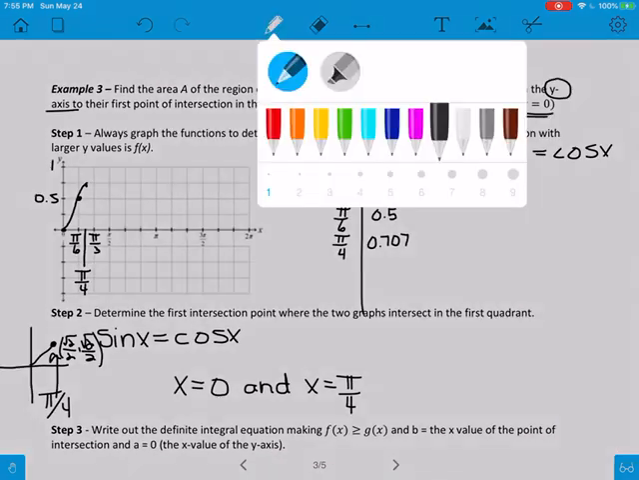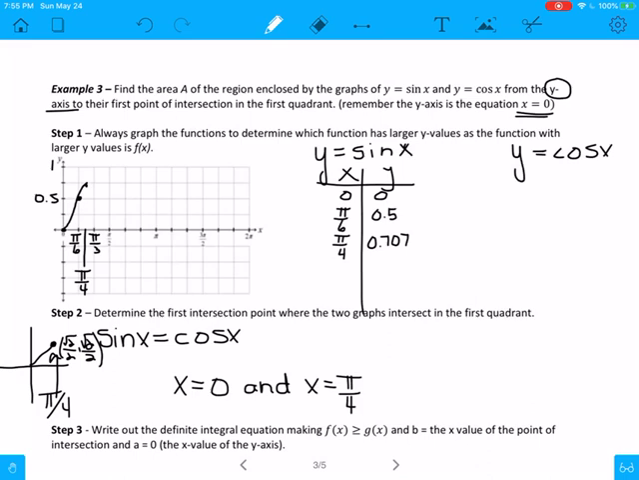My cos graph, I'm going to do in red, so it sticks out. So you can see the difference. So we have x, we have y. 0 on the cos graph is 1. At pi over 6, we have root 3 over 2. So you're just pulling this off our unit circle, which is 0.866 or something like that. And then pi over 4 is root 2 over 2, which is 0.707.